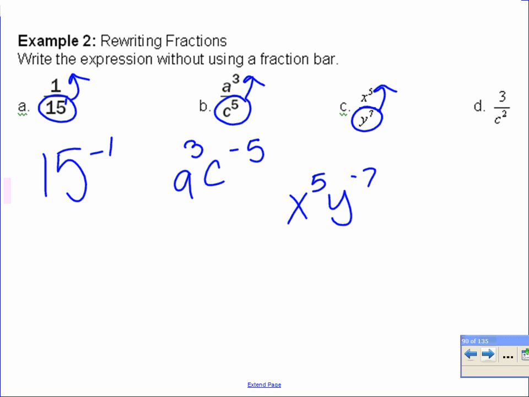Okay, Alyssa, what do you think about D? Good. 3C to the negative second. Same process. Move the denominator to the top. When you move it to the opposite side of the fraction, it becomes negative. Annalise?